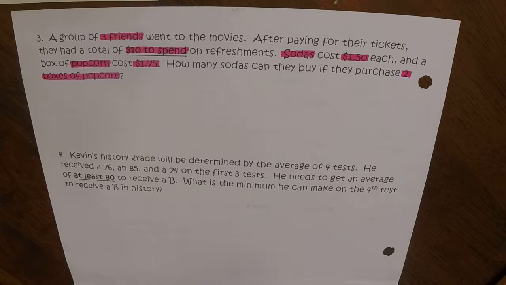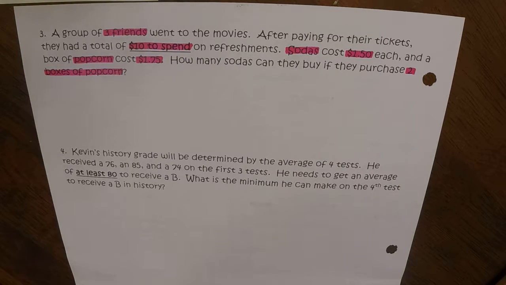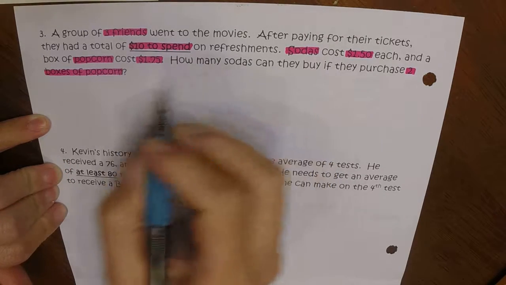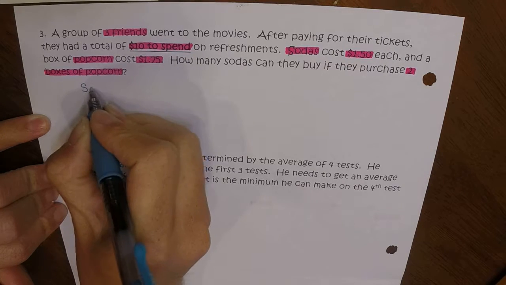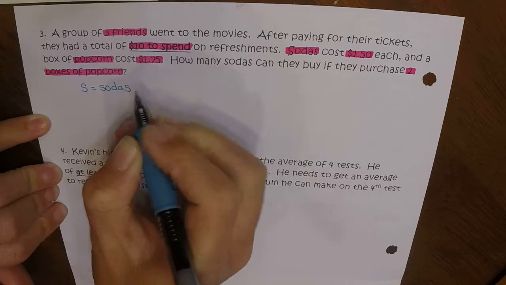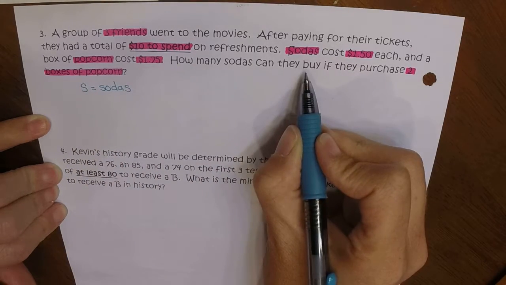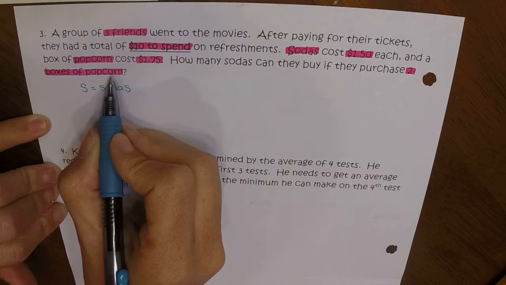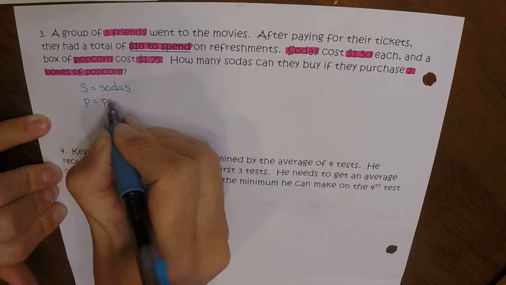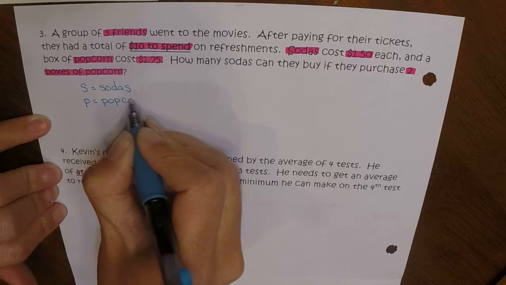Well, our first step is always to define the variable. And to define the variable, we always read that sentence. And it wants to know how many sodas. So I know I'm looking for S, which is sodas. But we actually have another variable because it still talks about if they purchase 2 boxes of popcorn. So I do actually have a second variable here. I've got popcorn.